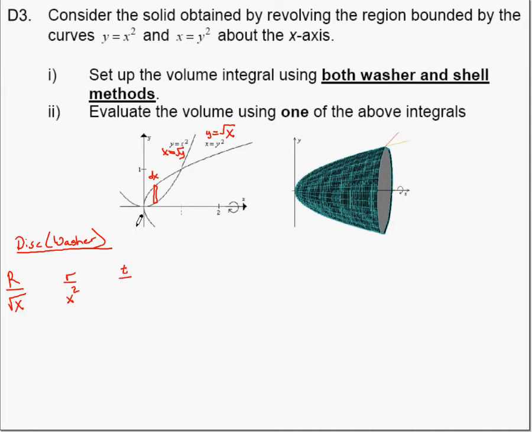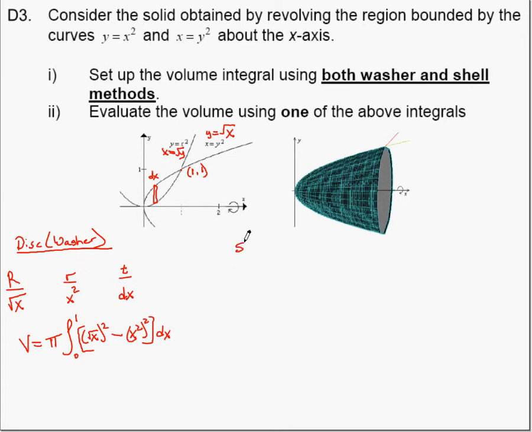The thickness is dx. So our volume is then going to be equal to pi times the integral, and we're going from 0 to 1, because this point is (1, 1). So from 0 to 1 of root x squared minus x squared squared. And that's the equation for the disk method. Outside radius squared minus inside radius squared.